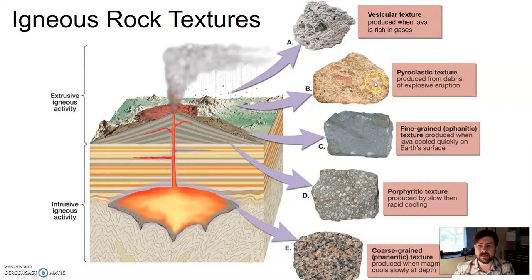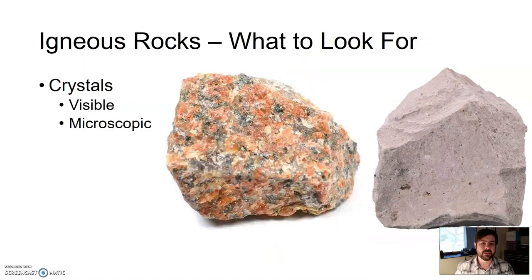And then you have things like pyroclastic or vesicular texture, when material is exploded out full of gas. When you're looking at these different things, that can, as kind of a preview, help you infer information about volcanoes, hazards, and disasters, depending on the type of igneous rock you're looking at. So, again, what are you looking for if you're trying to identify igneous rocks? A lot of times, crystals, whether they're visible or not.